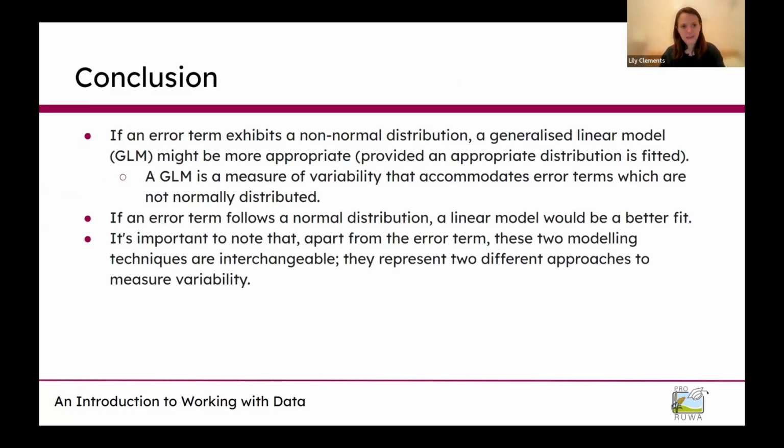So overall, if an error term exhibits a non-normal distribution, a generalized linear model, GLM, might be more appropriate, provided an appropriate distribution is fitted. A GLM is a measure of variability that accommodates error terms which are not normally distributed. If your outcome variable follows a normal distribution, then a linear model would be a better fit. It's important to note that apart from the error term, these two modeling techniques are interchangeable. They represent two different approaches to measure variability.